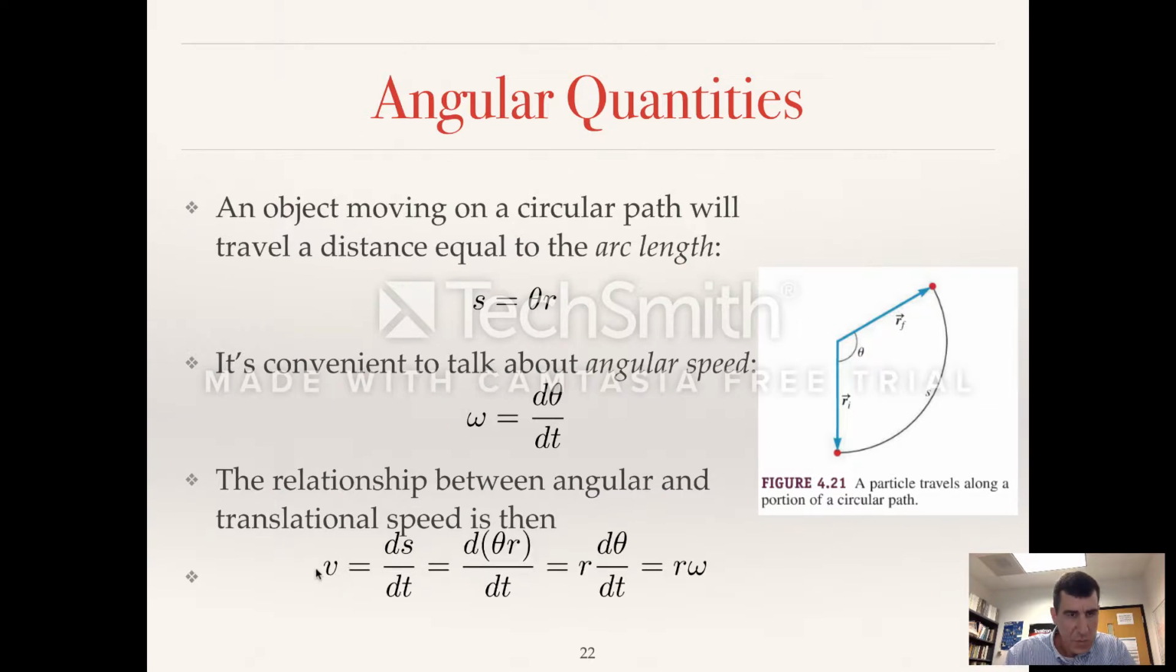We can use these two relationships to get a very handy relationship between the angular speed and the translational speed. The instantaneous speed v is the time derivative of the distance traveled, s in this case, with respect to time. But we know s is equal to theta times r, so we need to take the time derivative of theta times r. We know r is constant, since we're moving in a circle. So we pull out r from the derivative, and we have r times d theta dt, but remember d theta dt is just omega. So in general, for an object moving in a circle, the instantaneous translational speed v is r times the angular speed omega.